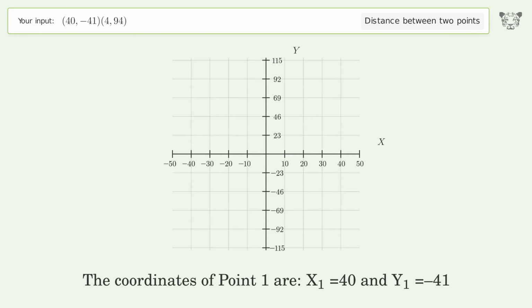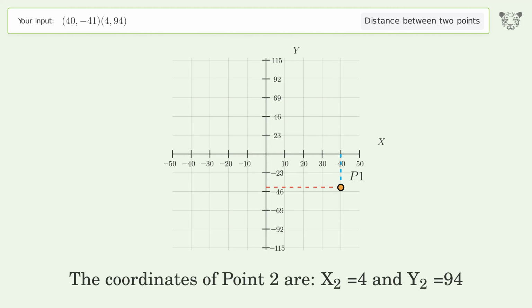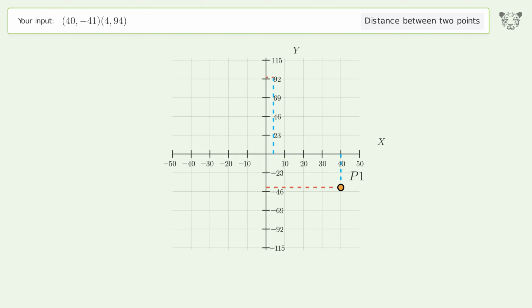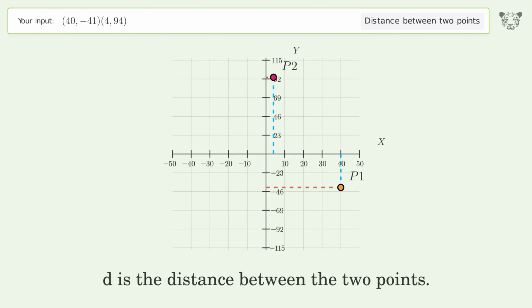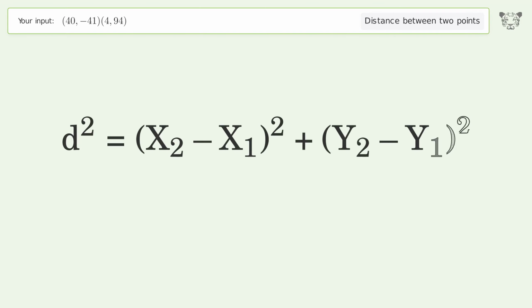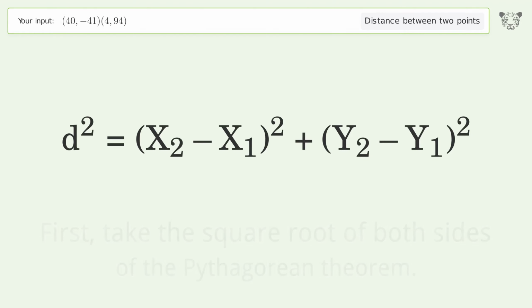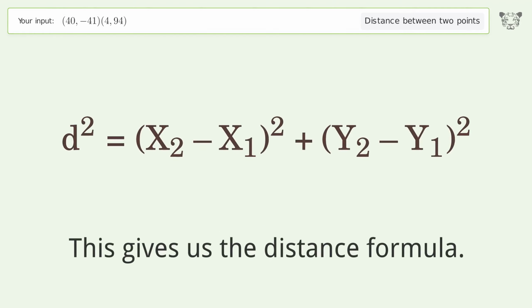The coordinates of point 1 are x1 equals 40 and y1 equals negative 41. The coordinates of point 2 are x2 equals 4 and y2 equals 94. D is the distance between the 2 points. First, take the square root of both sides of the Pythagorean theorem. This gives us the distance formula.